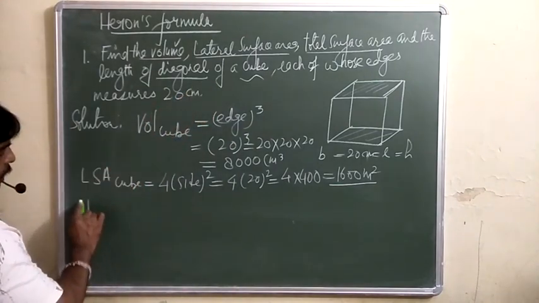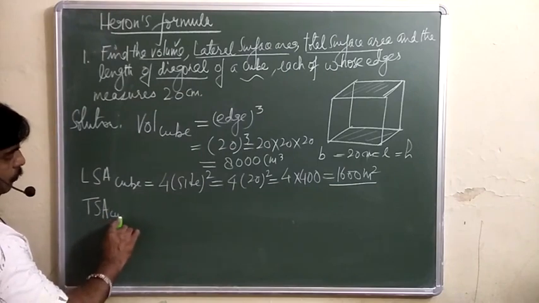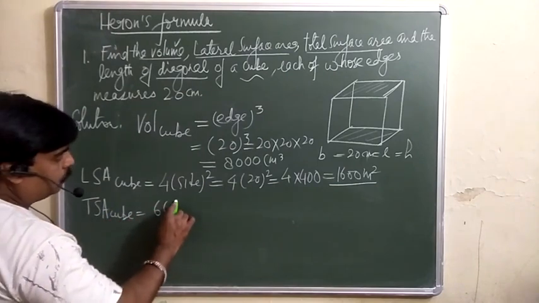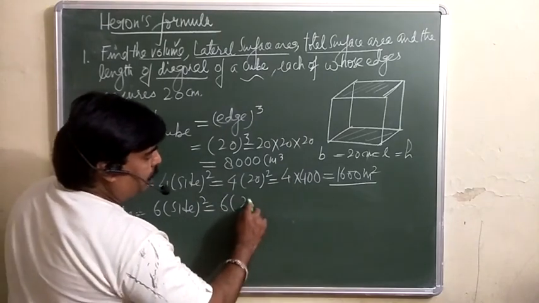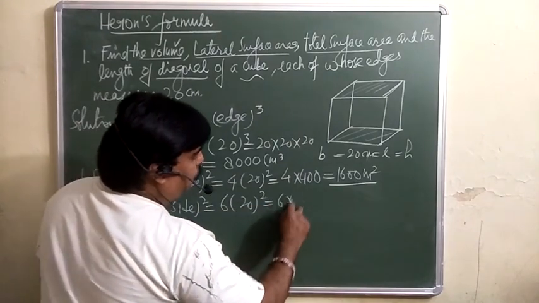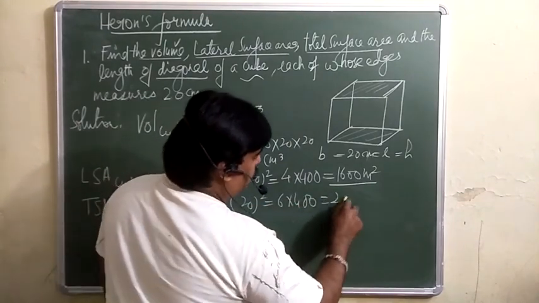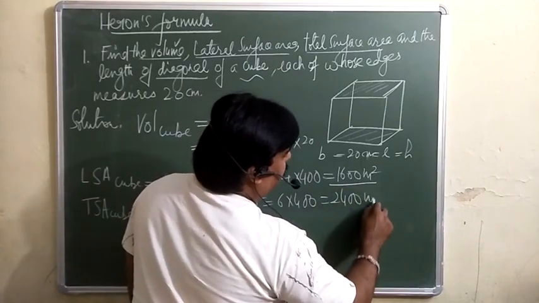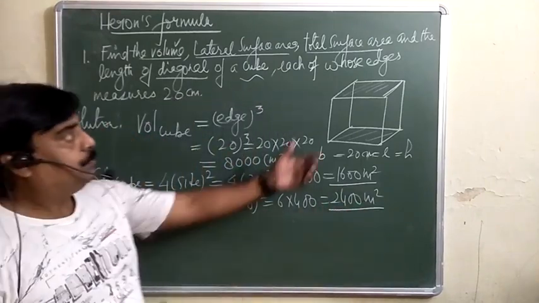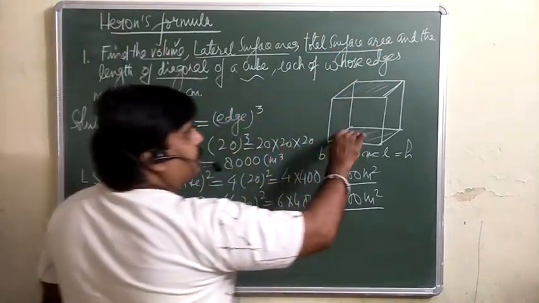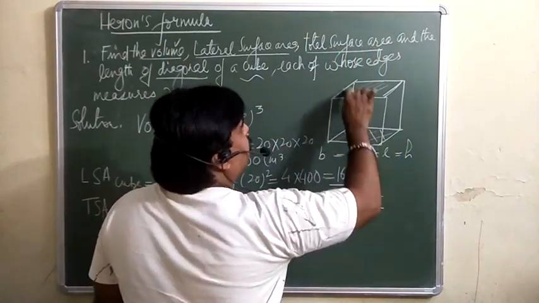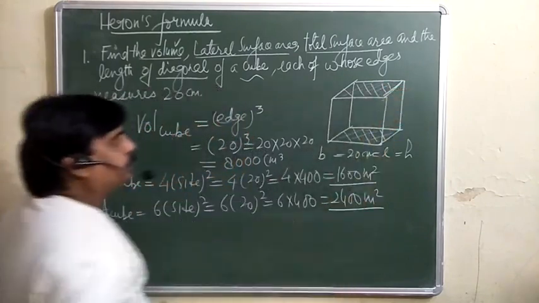And total surface area of a cube is equal to 6 into side square, that is 6 into 20 whole square, that is 6 into 400, so that is 2400 centimeter square. The total surface area includes both the floor as well as the top.